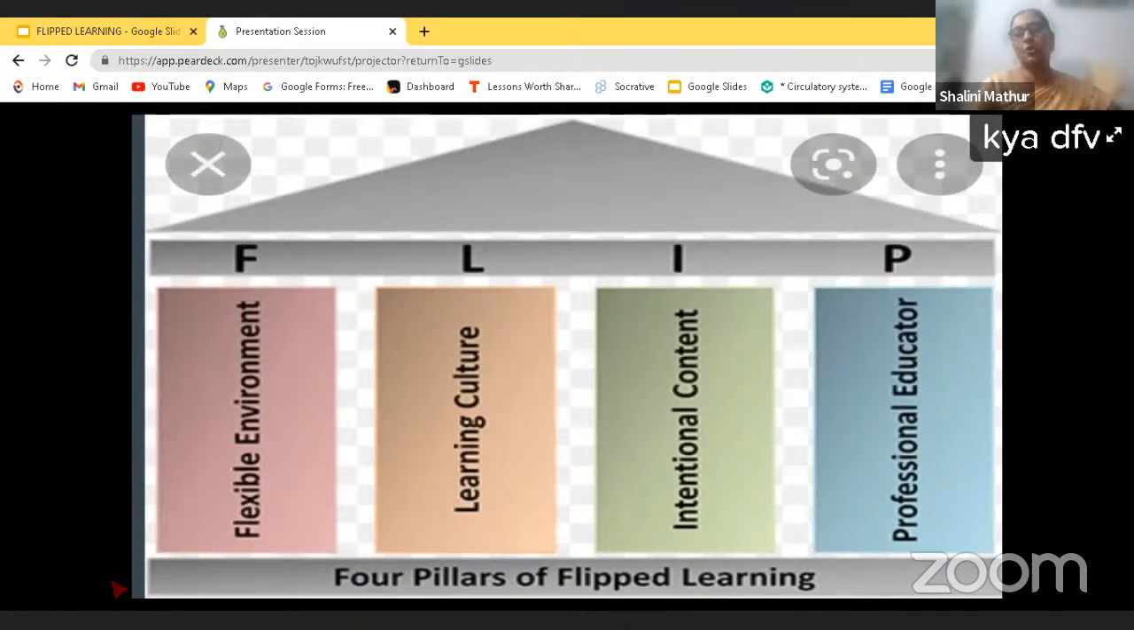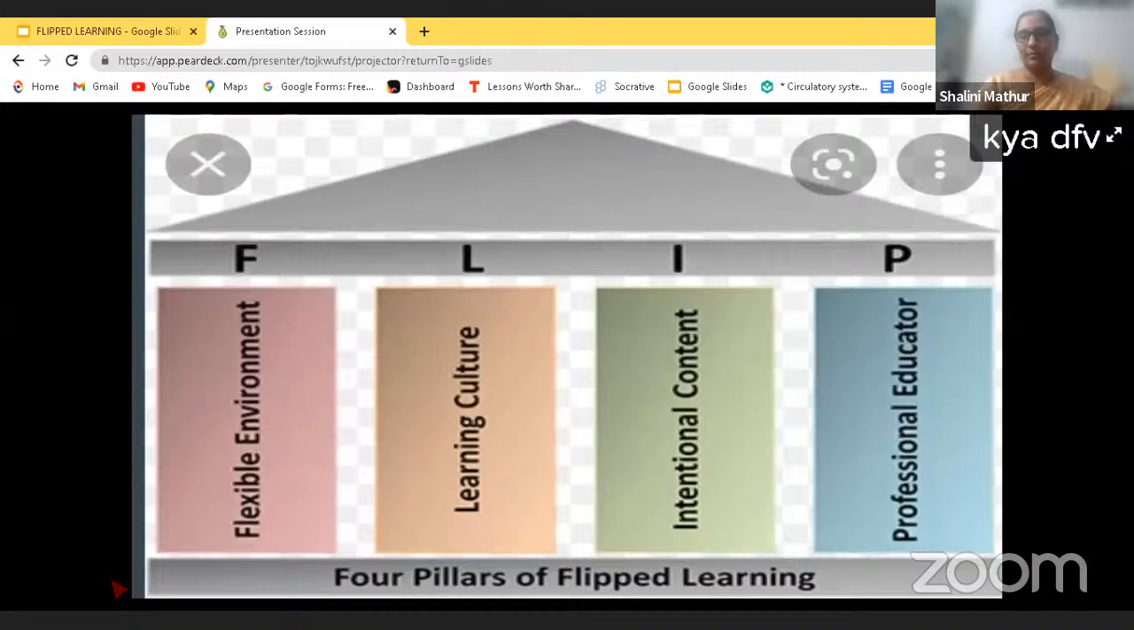ये एक टीचर और स्टूडेंट को डिसाइड करना है कौन से टॉपिक को उन्हें फ्लिप्ड लर्निंग से करना है. It is not mandatory for you to teach each topic with flipped learning. That is up to your understanding. That is up to you कि आप किस टॉपिक को फ्लिप्ड लर्निंग में करना चाहते हैं.